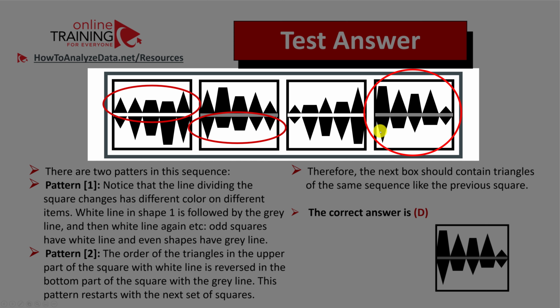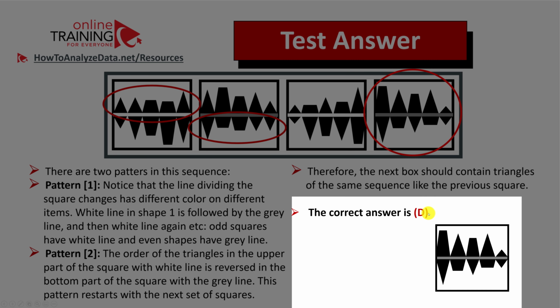So to find the correct answer here, you need to look for the shape with the gray line that has the top line shapes in the top part of the square 3 repeated in the reverse order in the bottom part of the shape 4. Hopefully you've nailed this question, and the correct answer here is choice D. And I truly hope that now you know how to answer similar problems on the test.